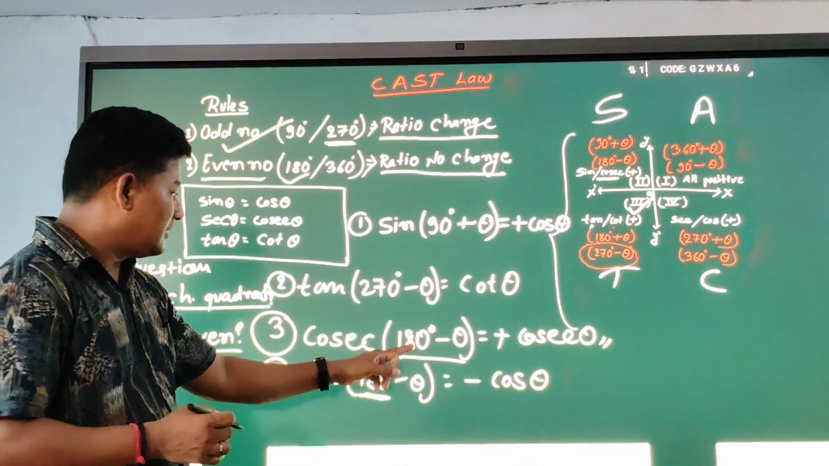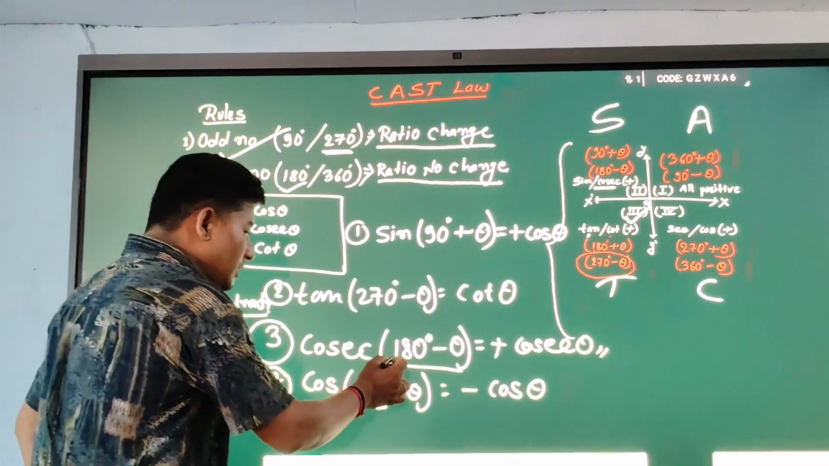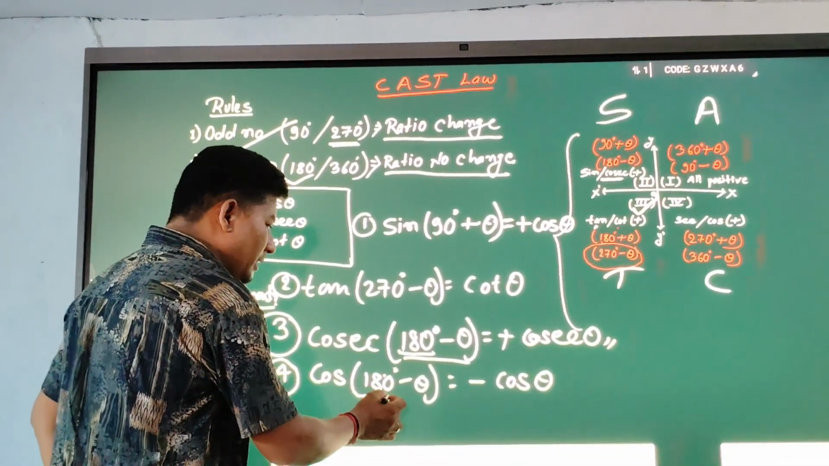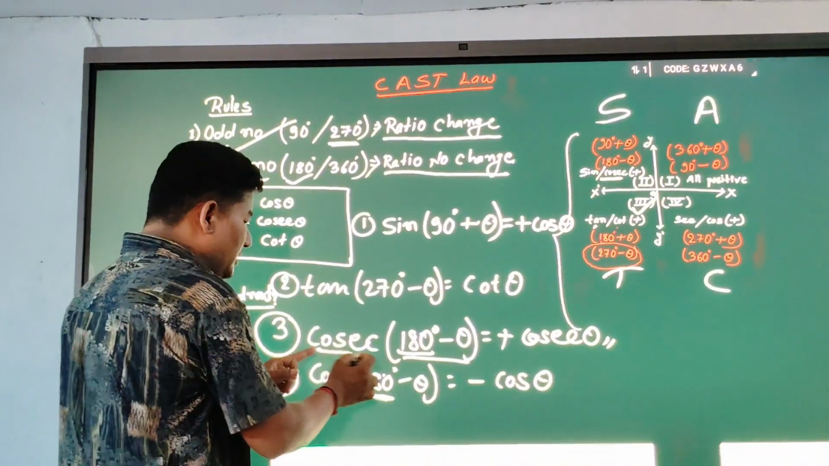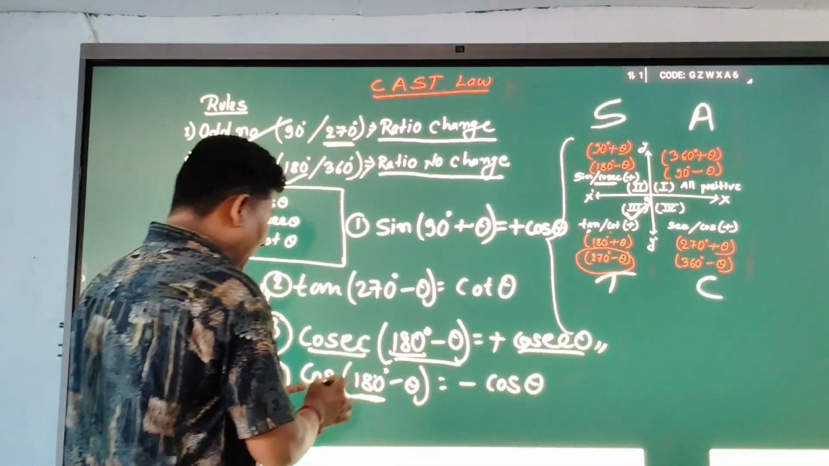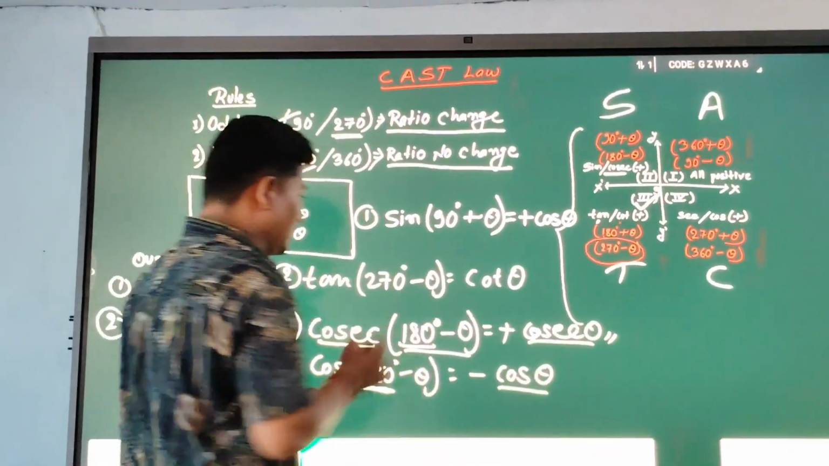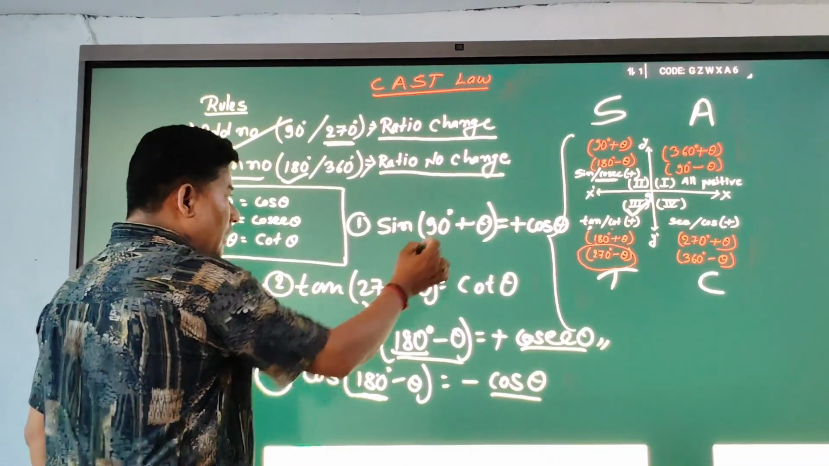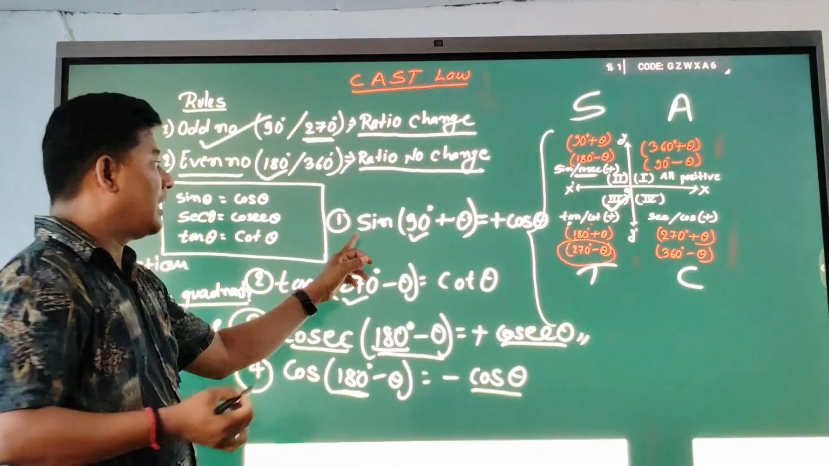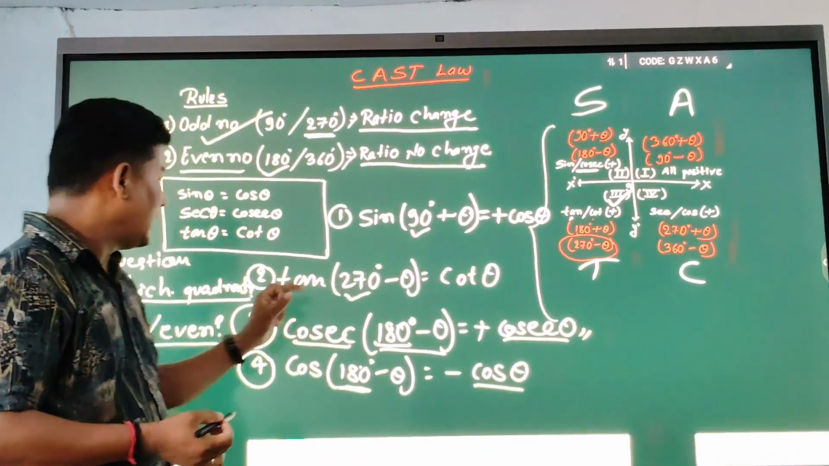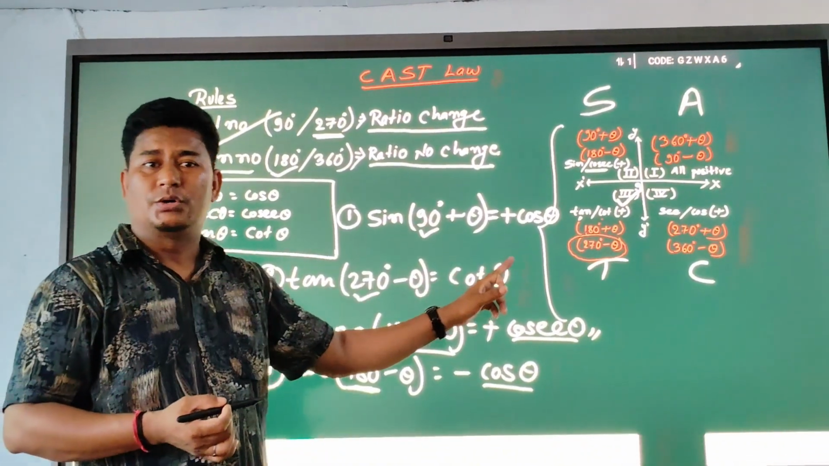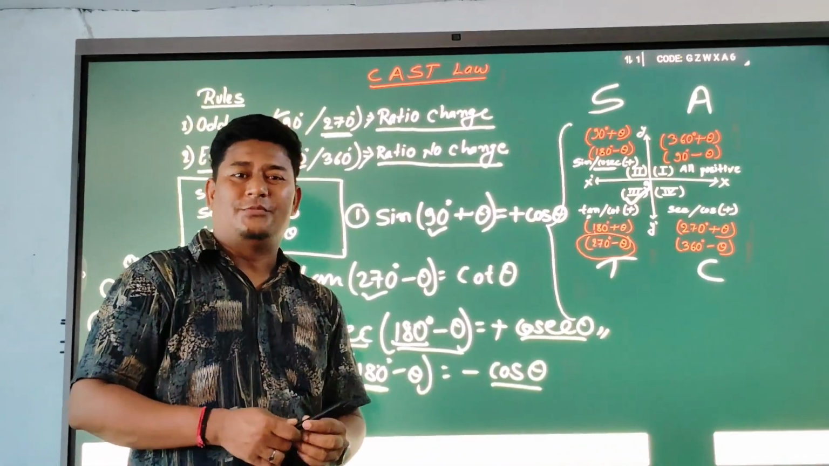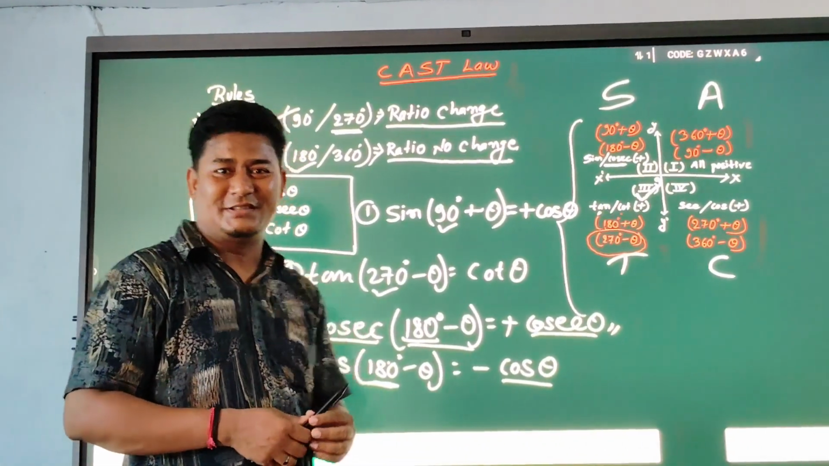Why is there no change here? Look here. This is also an even number. Because of even numbers, cosec is not changed and cos is also not changed. Because of odd numbers, sine is changed into cos, and tan is changed into cot. Okay? Thank you very much. Hope you have understood this problem.